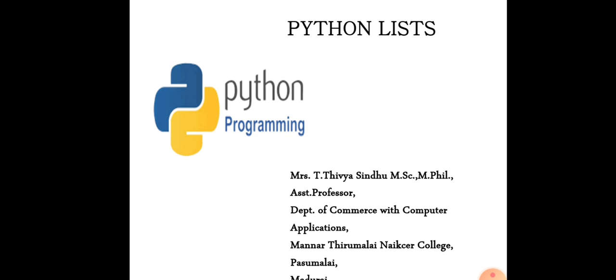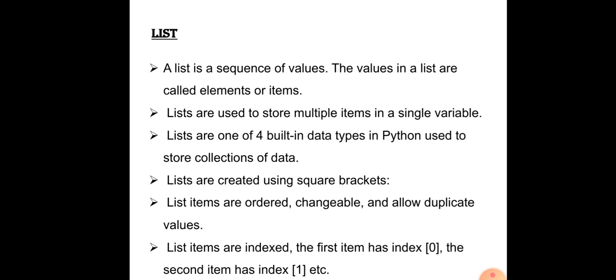Hello everyone. In this video, we shall discuss the Python list. A list is a collection of values. The values in a list are called elements or items. Lists are used to store multiple data items under one single variable name.